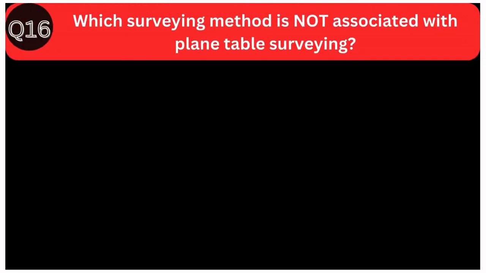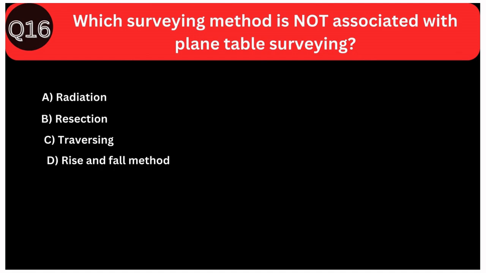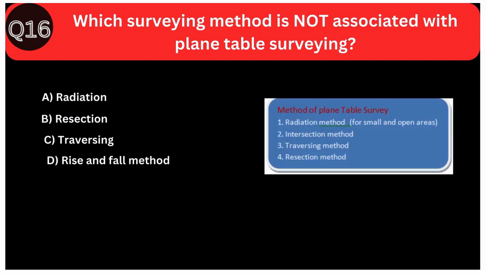Which surveying method is not associated with plane table surveying? Option A, radiation. B, resection. C, traversing. D, rise and fall method. Answer D, rise and fall method.